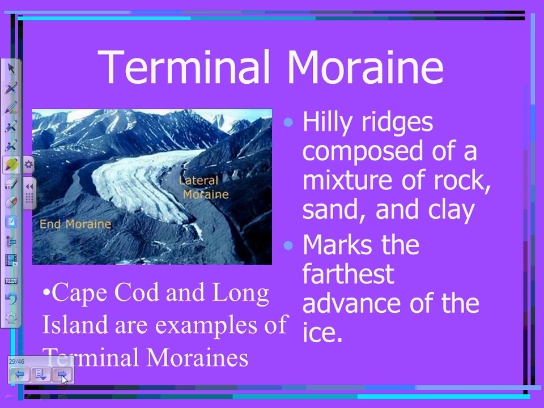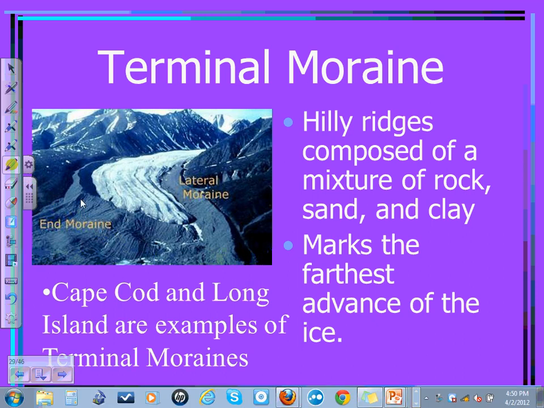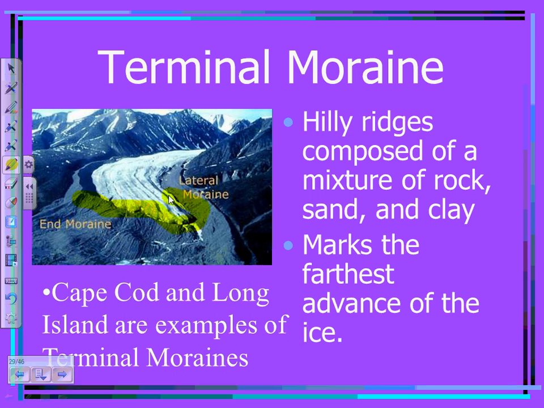Terminal moraine, then, you can call it an end moraine. It's at the end of the glacier, and typically these are hilly ridges composed of a mixture of rock, sand, and clay, and mark the farthest advance of the ice. In this picture of this glacier, here's the terminal moraine at the end, as far as, consider this a bulldozer blade, as far as it had pushed down.